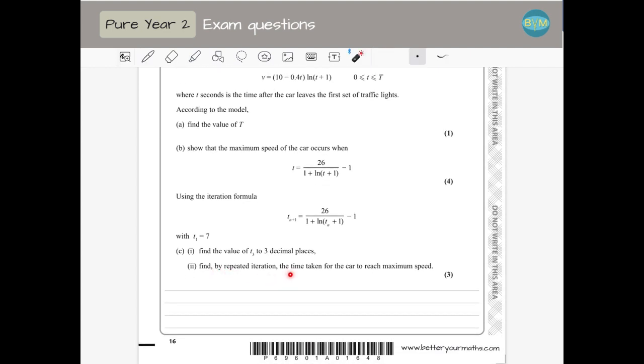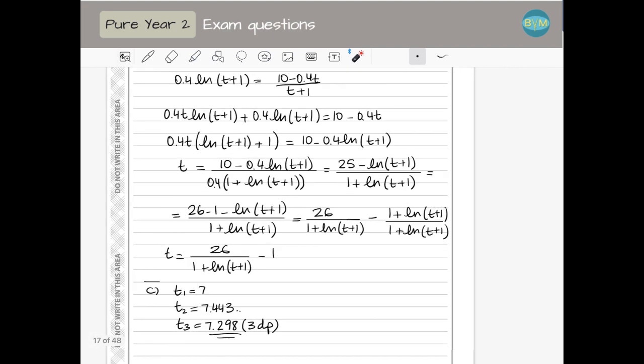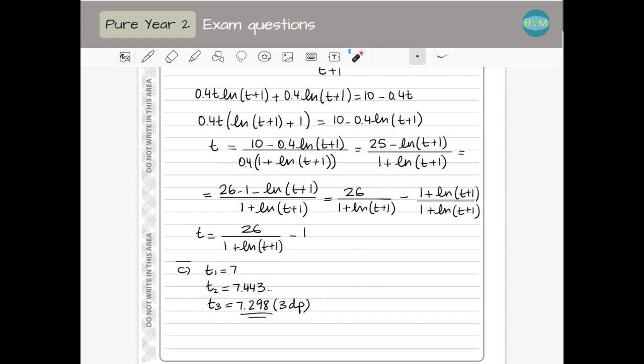find by repeated iteration the time taken for the car to reach maximum speed. We can keep iterating, and they are not telling us for how long. So what we are going to do is to try a few more numbers and see where this goes. Because at one point you will start to see that the numbers become very similar to each other, and then you can stop and round to something that makes sense. So again, we just keep the values in the calculator and we just keep iterating and substituting the one before. So if you do that, you have this.